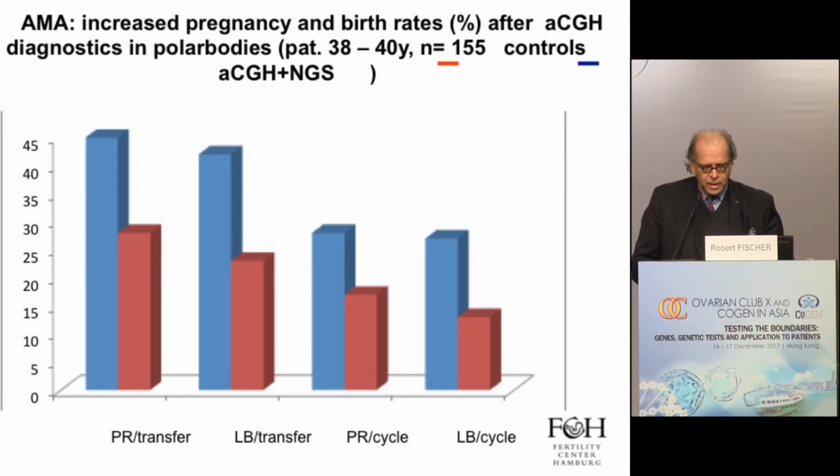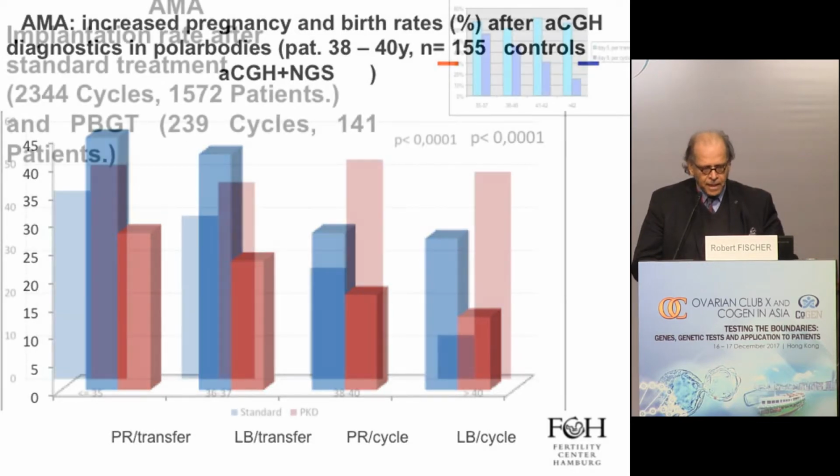When we look at the group 38 to 40, because most of our patients who decided, and the data, come from this group, you can see that pregnancy rate per transfer, live birth rate per transfer, pregnancy rate per cycle, and live birth rate per cycle were all significantly increased in this group. So this group benefits indeed from transferring a euploid embryo after screening of the polar body.